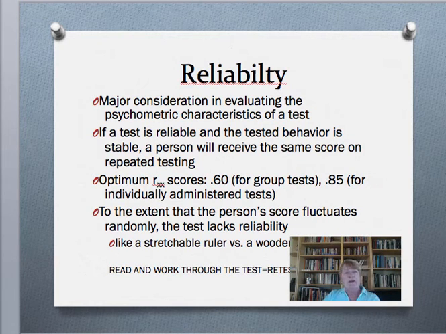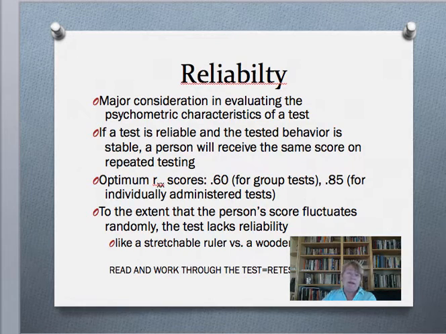So now, if you understand correlations, we can start to understand reliability. And reliability is really the major consideration in evaluating the psychometric characteristics of a test, because you can't have anything else without reliability. You have to have reliability first. So the first thing that we look for when we evaluate technical adequacy is how reliable is this test.